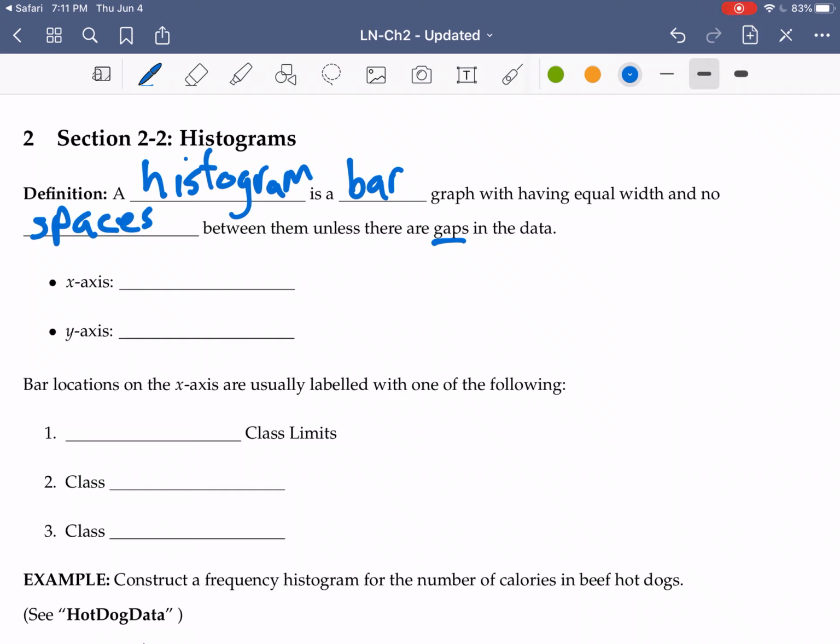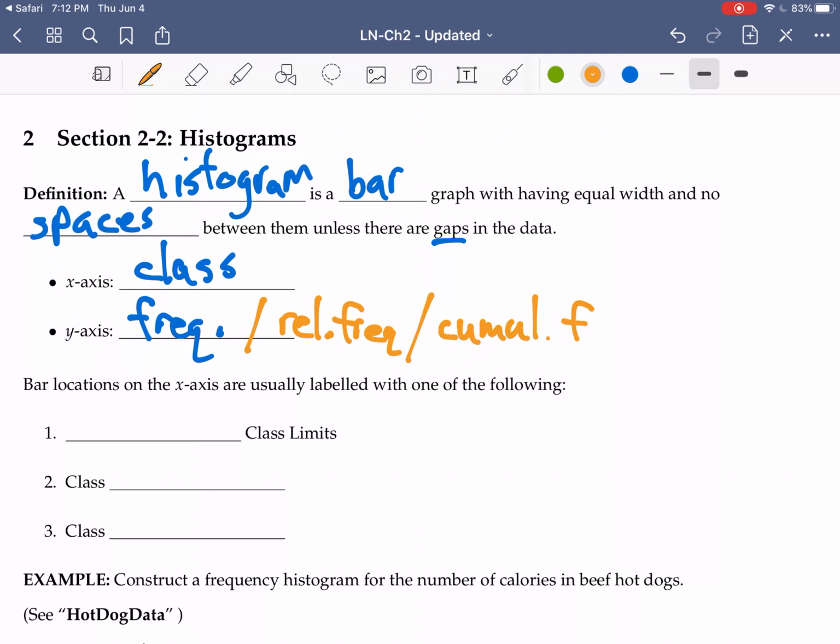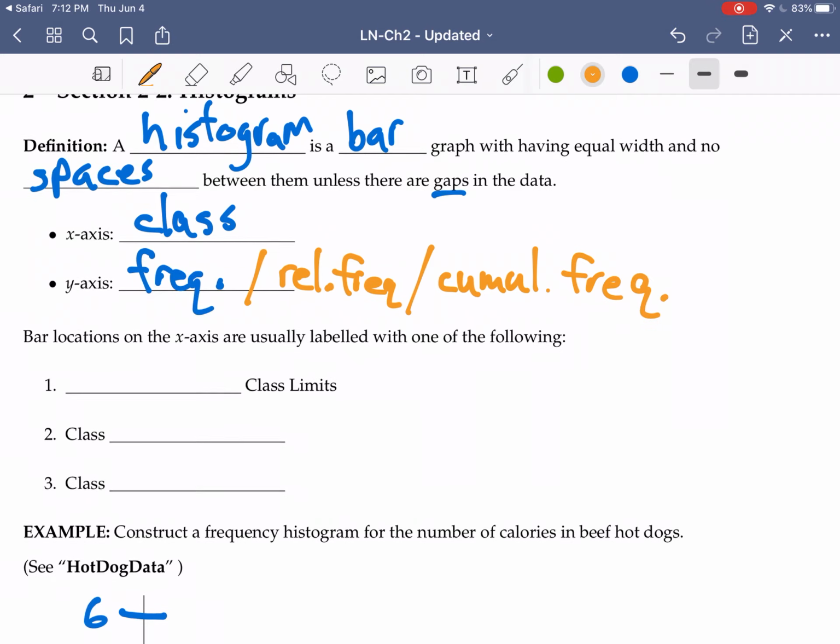The x-axis is going to be your class. And then the y-axis is going to be your frequency. Now I say it's your frequency. There are multiple types of histograms. So there are frequency histograms, relative frequency histograms, and cumulative frequency histograms. And so the thing that's going to be different there is this y-axis could also be a relative frequency, or that y-axis could be a cumulative frequency. But we will take a look at the frequency.